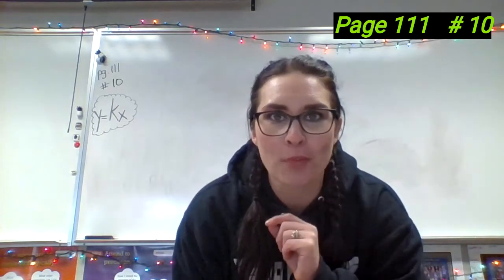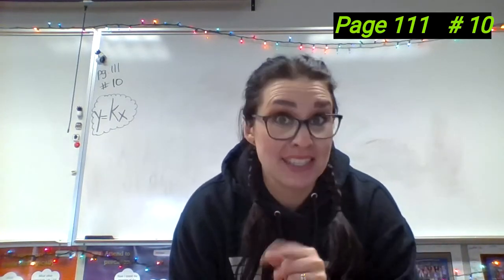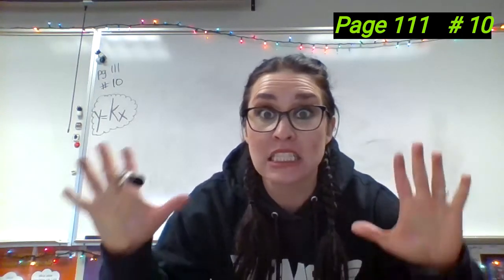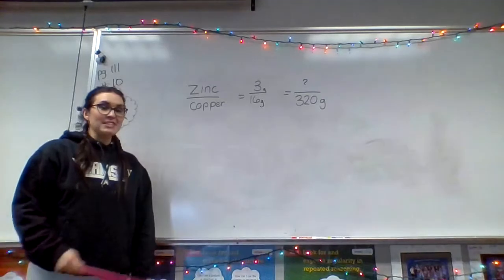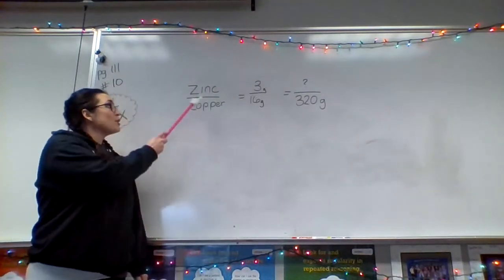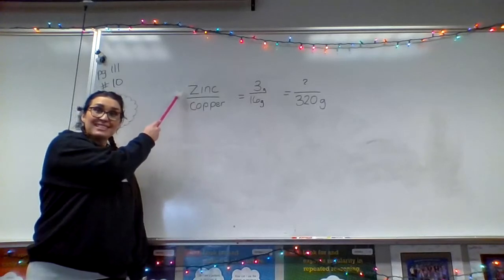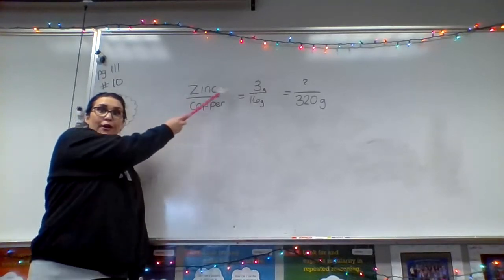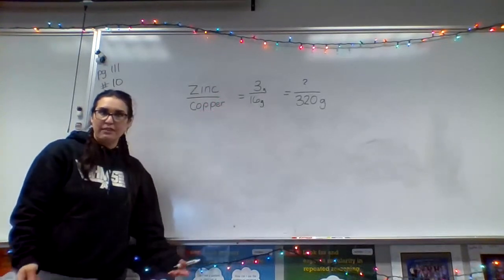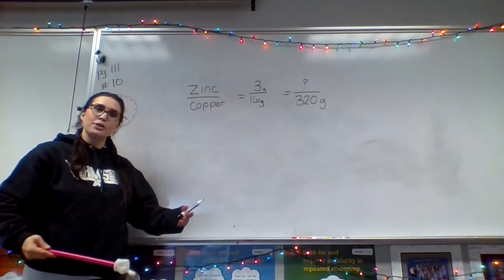All right, I hope you can handle all the fun that we're having right now. There's one more problem that I want to go over together. Still on page 111, but now let's look at number 10. So number 10, a couple of different things going on, right? Our big ratio is we're comparing zinc to copper. For every 3 grams of zinc that I have, I need 16 grams of copper. So that's our proportional relationship.